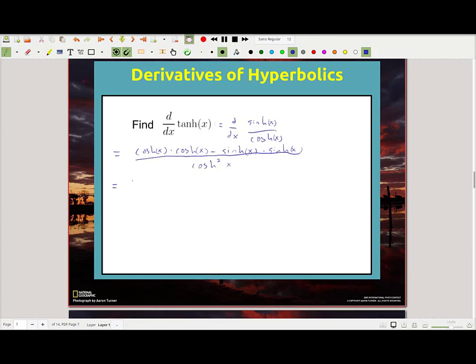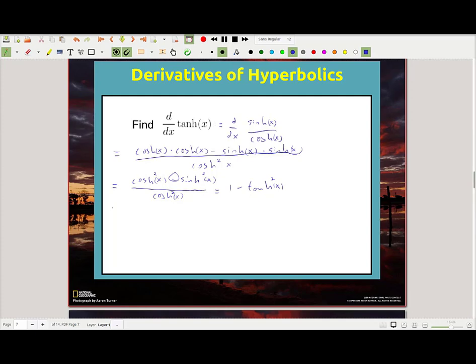All right, so let me write this out and simplify it a little bit. Cosh of x squared minus sinh of x squared all over cosh of x squared. Okay, I would like to simplify this, and I could split this up over the negative and call it 1 minus tanh squared. 1 minus tanh squared of x.